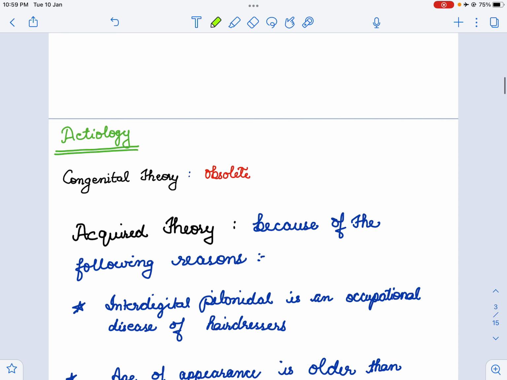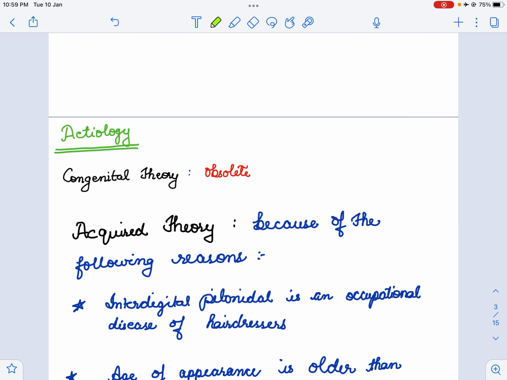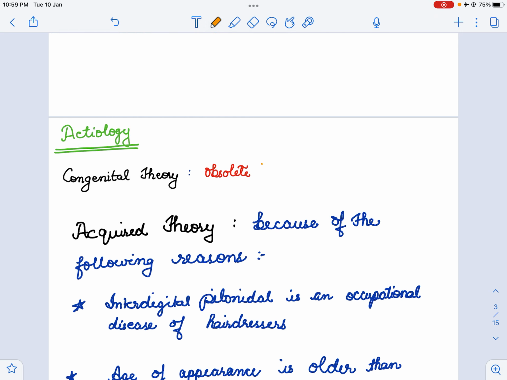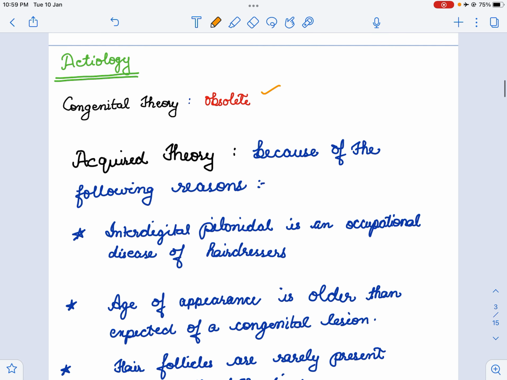Now let us discuss the etiology. Earlier it was thought to be congenital, but the congenital theory is now considered to be obsolete. Nowadays the recent thinking is that it is an acquired disease. Now why do we say it is an acquired disease? This is because of the following reasons.